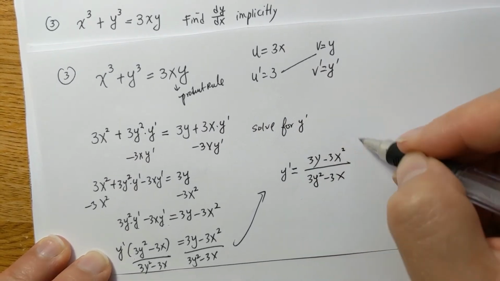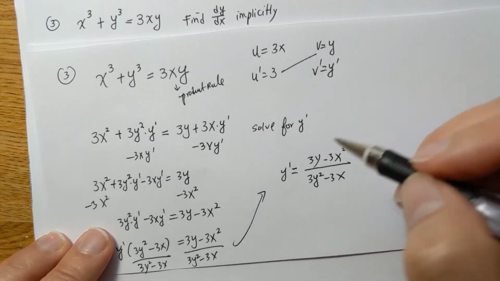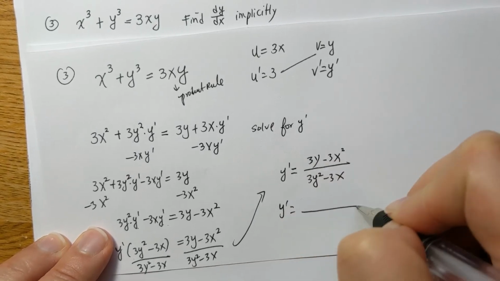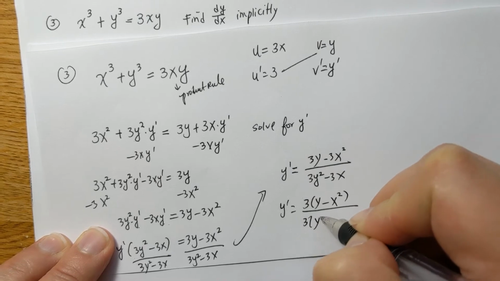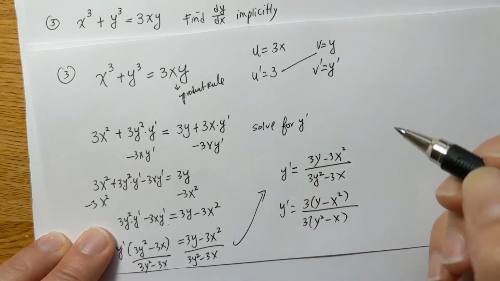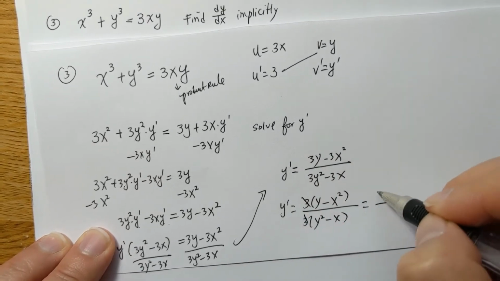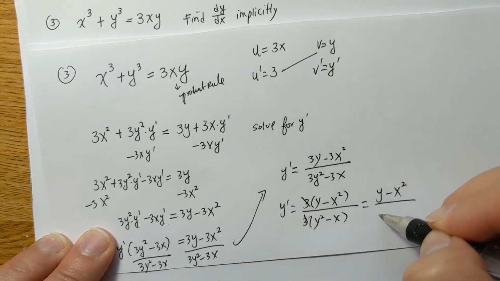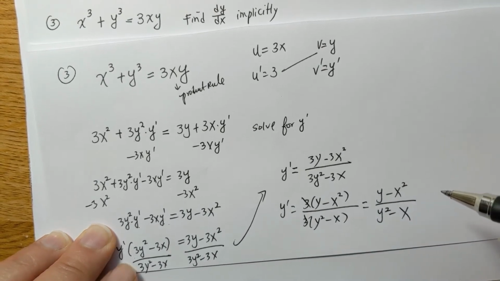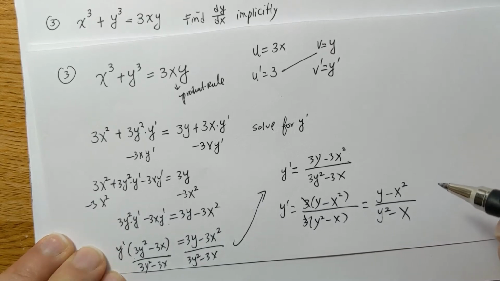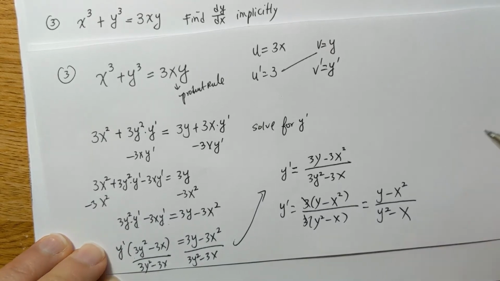So this is already a correct answer, but if you want to simplify, you can factor out the 3 because they all have 3 in common. And then you simplify it. So you got y minus x squared over y squared minus x. We finished question number 3.